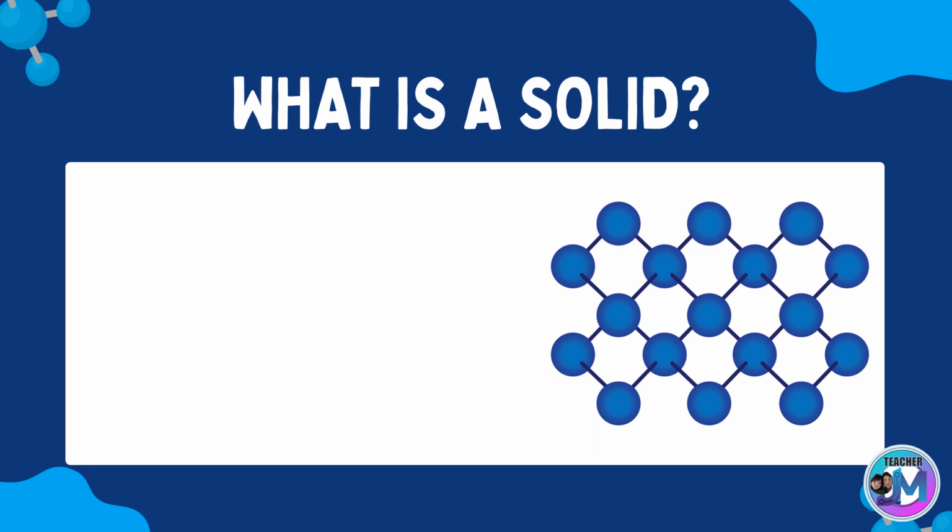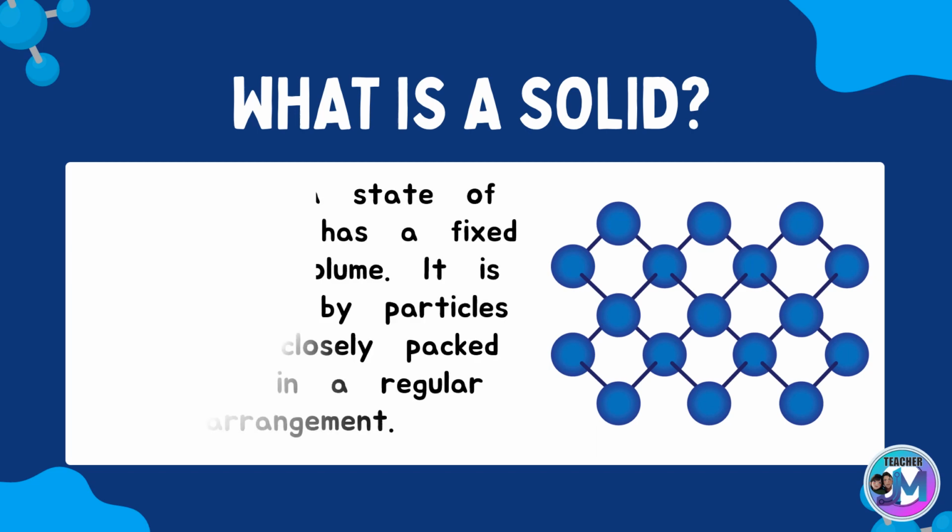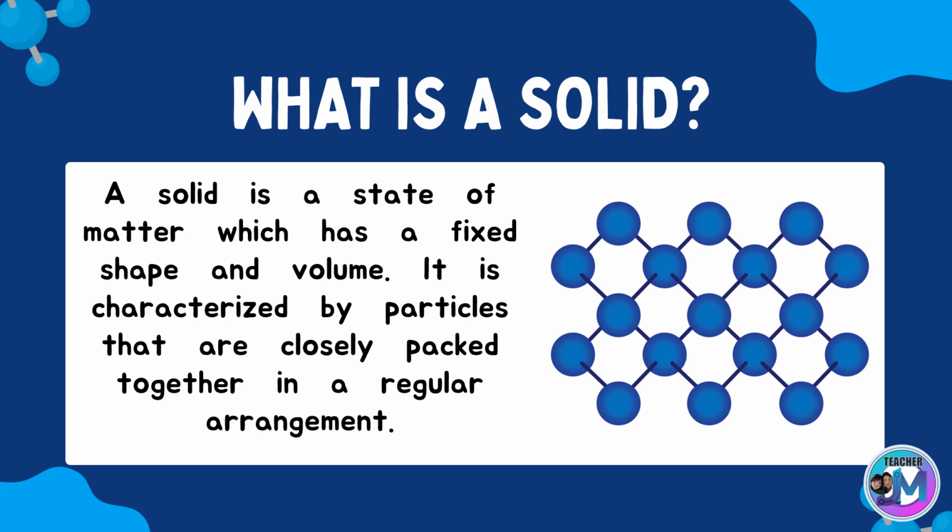Now let's define what is solid. A solid is a state of matter which has a fixed shape and volume. It is characterized by particles that are closely packed together in a regular arrangement.